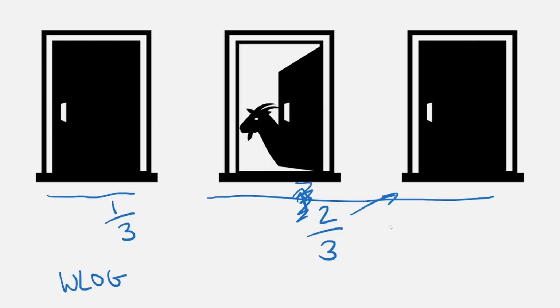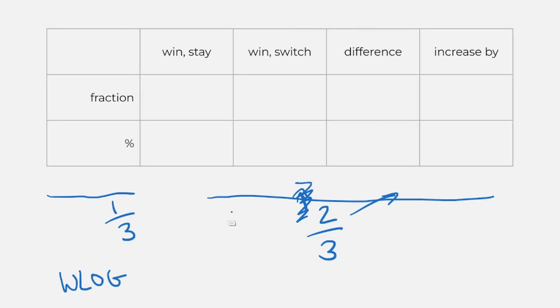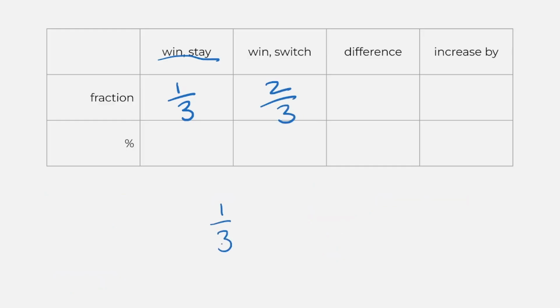Okay, so we want to collect a few different stats from this. So what's that going to look like? Well, what's our chance of winning if we stay? That's 1/3. What's the chance we win if we switch? That's 2/3. So if we have the numbers 1/3 and 2/3, there are a few different ways we might want to compare these numbers. One way might be to say that this is 1/3 bigger. So to get from here to here, we add 1/3. Another way might be to say, to get from here to here, we have to multiply by 2.